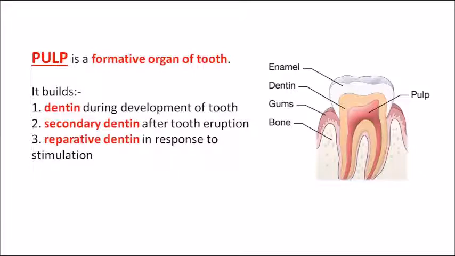Pulp is a formative organ of the tooth. This is a very important point: pulp is a formative organ of the tooth. It builds dentin, secondary dentin and reparative dentin. Dentin is formed during the development of the tooth, secondary dentin after tooth eruption, and reparative dentin is produced in response to stimulation. These are the three building products of the pulp: dentin, secondary dentin and reparative dentin.